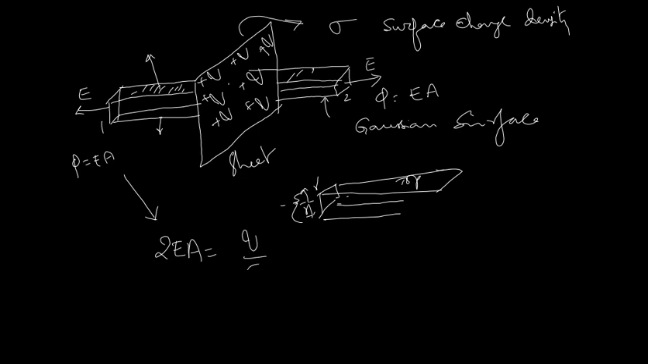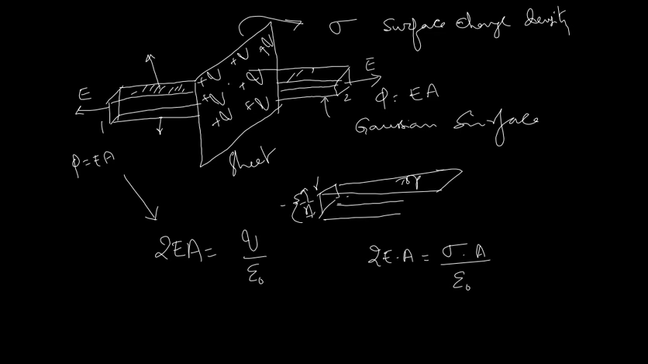Q divided by epsilon naught. How do we do q here? 2EA, where A is the area, equal to maybe the square area or whatever you can consider, x and y. Okay, so that area can be a constant area anyway. So 2E multiplied by area equals my surface charge density, sigma, into area divided by epsilon naught.